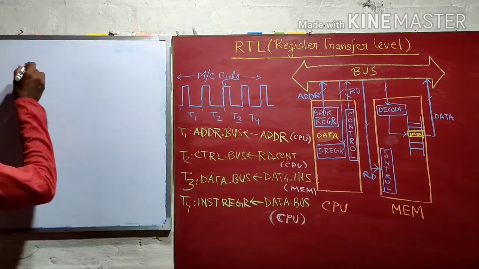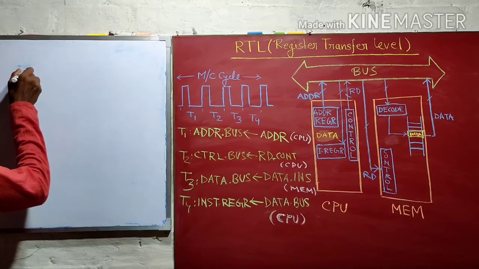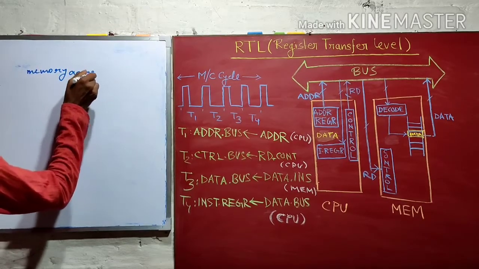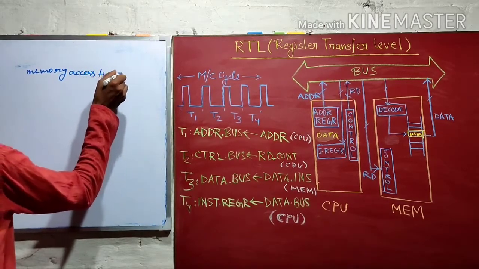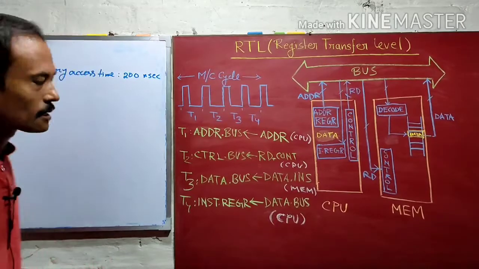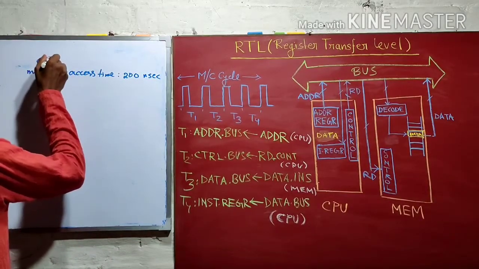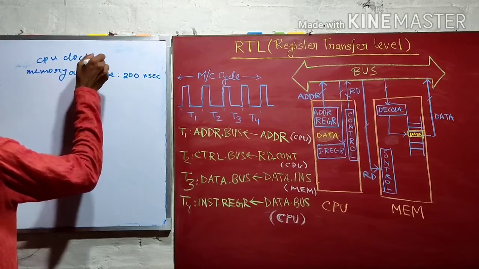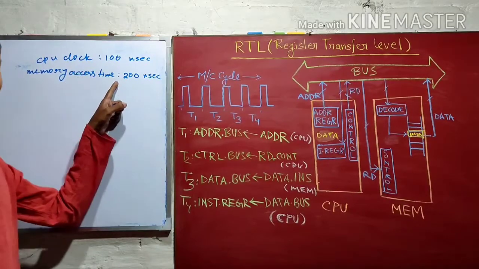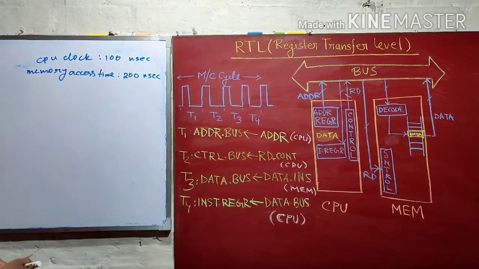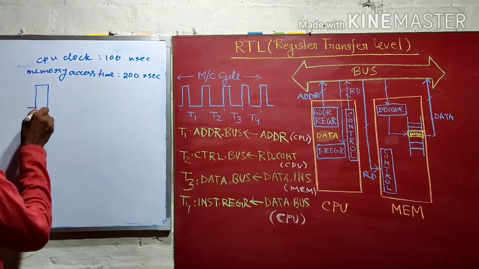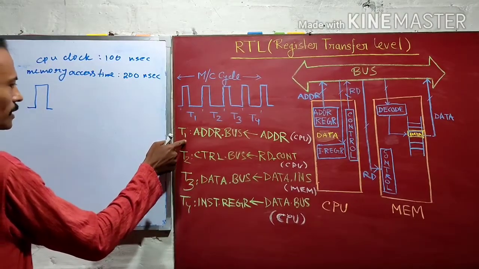So suppose we consider the memory access time equal to 200 nanoseconds. Suppose the memory access time is 200 nanoseconds. Clear? And suppose the CPU clock is 100 nanoseconds. So that means the CPU is twice as fast as the memory access. So in this case, what will happen? Suppose in the first clock pulse, the first operation will be done. That means the first state will be executed.